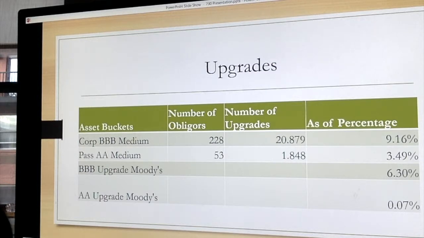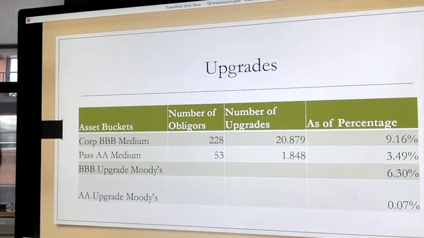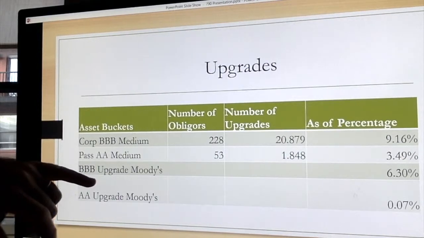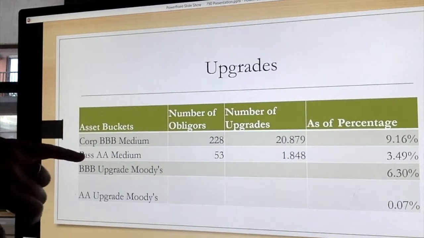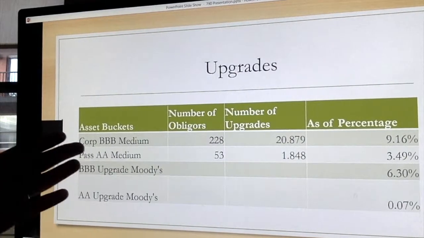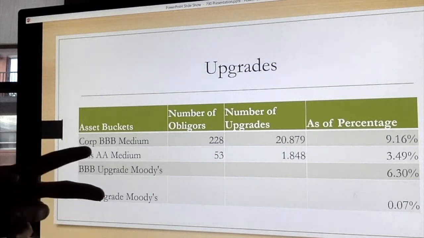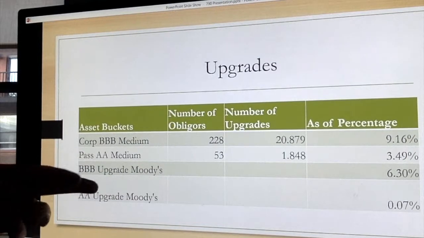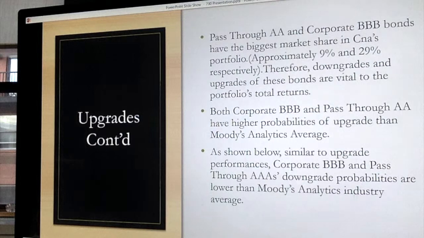So as we see, corporate triple B medium has a 9% chance of upgrade in the next year, and Moody's has this number at 6.3%. So yes, corporate BBs are doing better, and when it comes to pass-throughs, there is not much room for pass-through AA medium to upgrade, but you see there is a big difference between the Moody's Analytics average. So these are good signs, healthy signs for CNA portfolios.